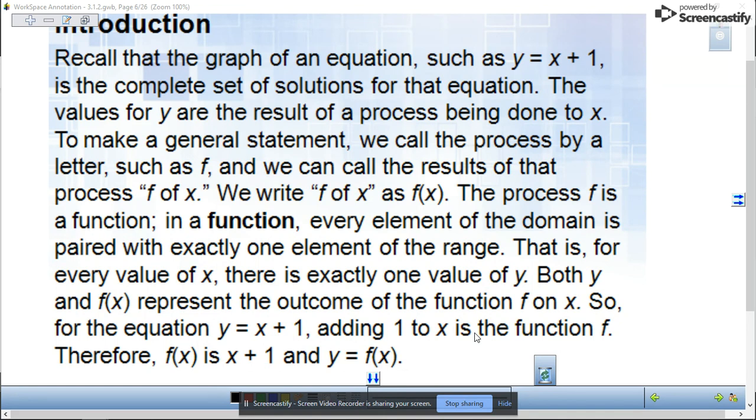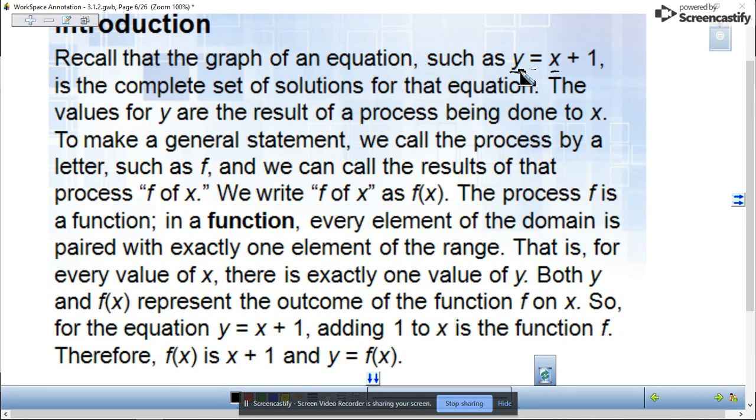Recall the graph of an equation such as y equals x plus 1 is the complete set of solutions for that equation, right? That's the line. The values for y are the result of the process being done to x. In other words, we're taking x and adding 1 to it. That's the process, and the result is the y. Again, it goes back to independent and dependent variable, x being the independent variable and y being the dependent variable.